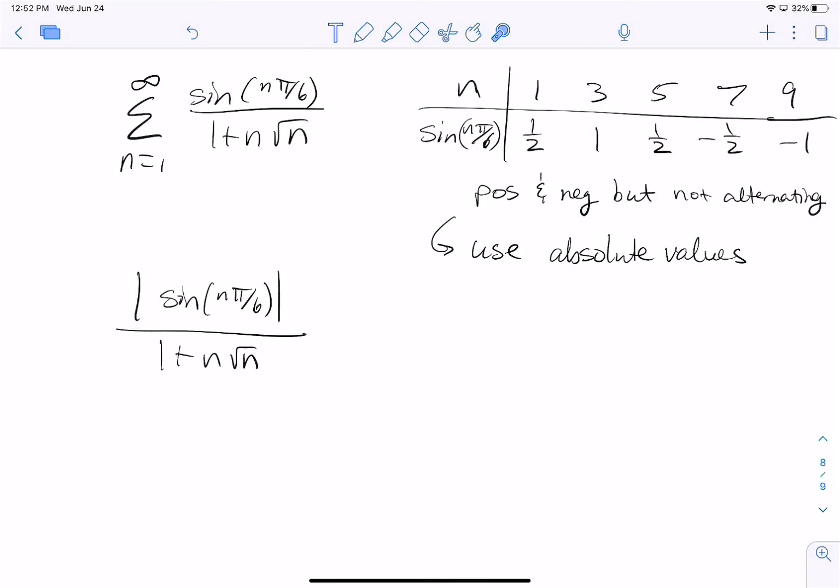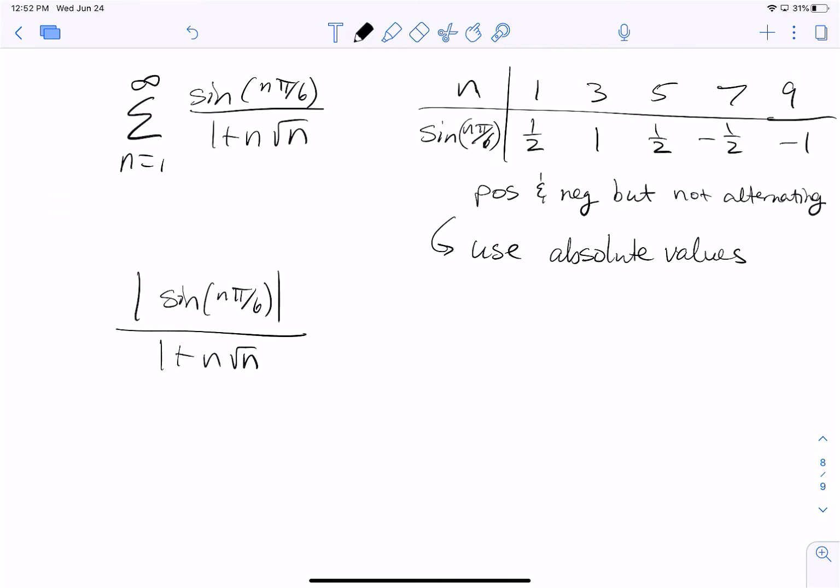Now I don't see an exponent of n, so I'm not going to be using the root test. This doesn't seem like a great candidate for the ratio test because I'm going to end up with a weird funky sine expression here. So now I need to think about the other tests that we have. I don't want to integrate this. I may be able to get away with comparing this.